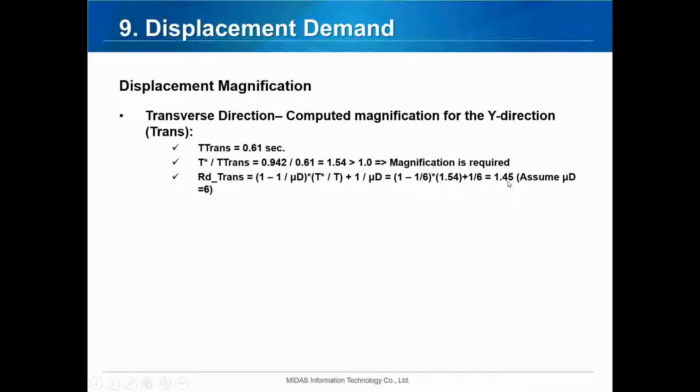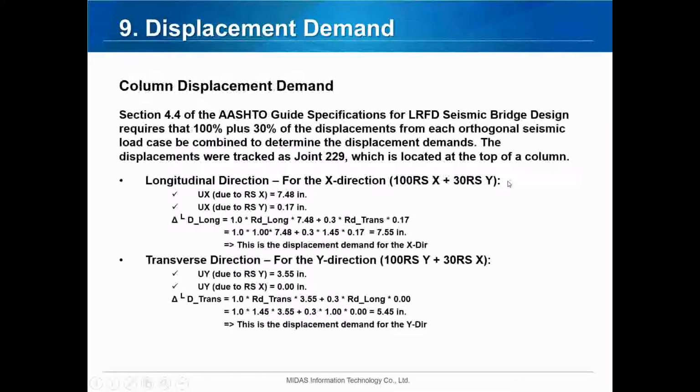For the column displacement demand, section 4.4 of the guide spec requires that 100% plus 30% of the displacement for each orthogonal seismic load case be combined. And so, again, tracking our top of column joint 229, for the longitudinal direction, we came up with a displacement of 7.55 inches based on our 100%, 30% rule here. And then for the transverse direction, we came up with a Y displacement of 5.45 inches.